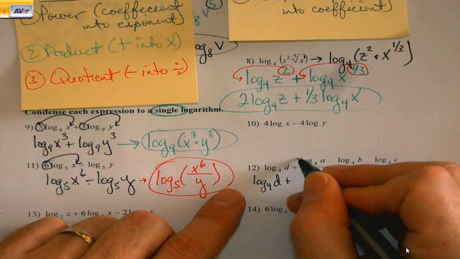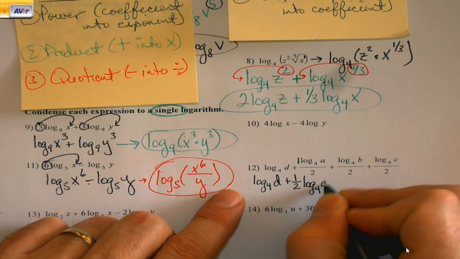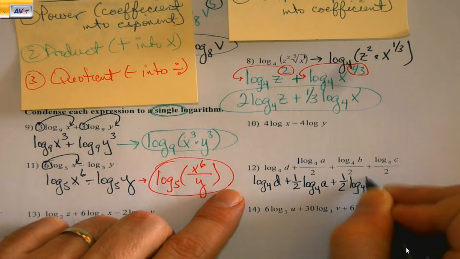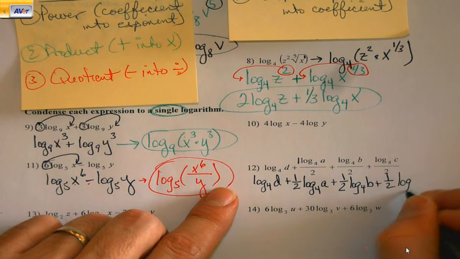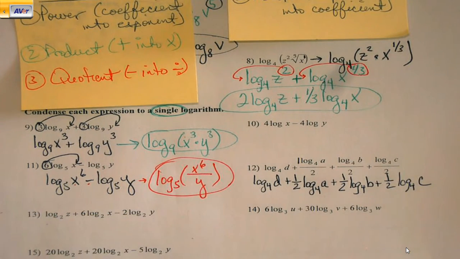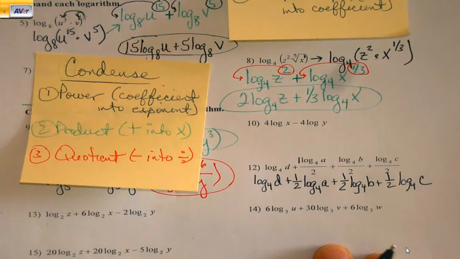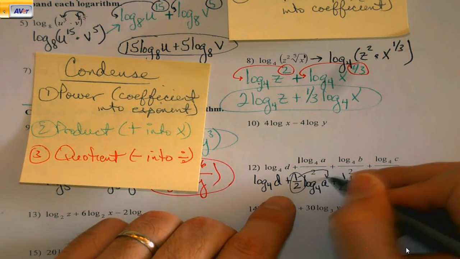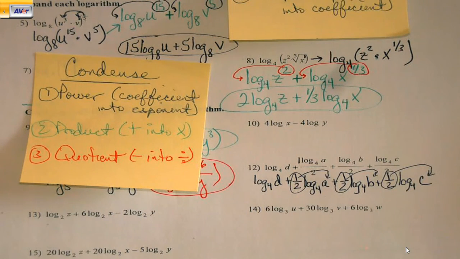When you have something over 2, it's like multiplying it by a half. So each of these fractions is really just a coefficient of 1/2, which is important for us to realize, because when we start at the top of our condense, first thing is all those coefficients, all those 1/2s are going to become exponents.